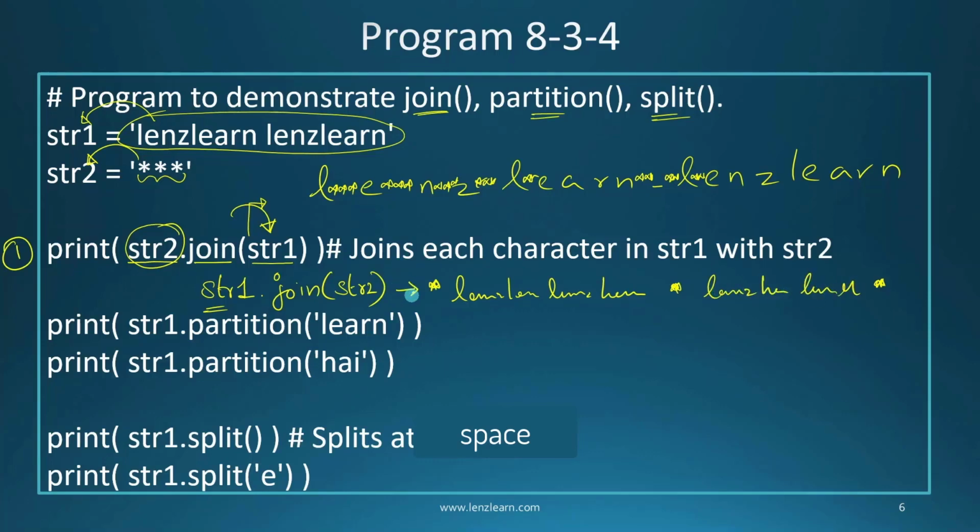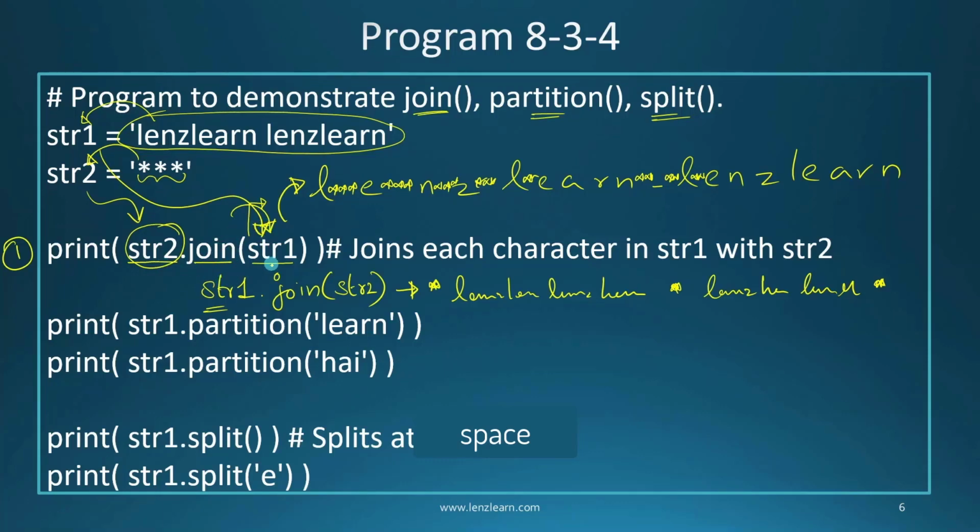So this will be the output of str1.join(str2), and this will be the output of str2.join(str1). Okay, so you should clearly understand which string value should come first and which string value should be given as the parameter for the function.